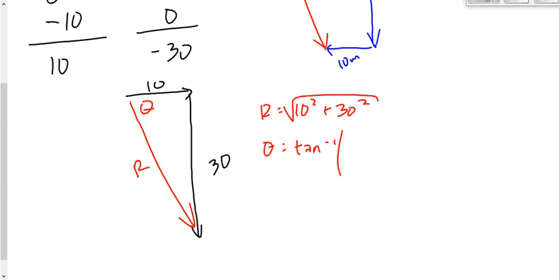30 is the opposite side. It's the one that's not touching the angle. Opposite is always the one that's not touching the angle. Adjacent, that's a little bit trickier, actually, because you get two sides touching the angle here.